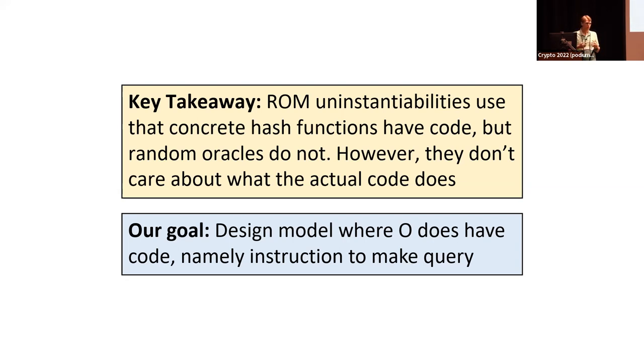So our goal is going to be to try to capture this kind of uninstantiability. And so we're going to design a model where a random oracle actually does have code, namely the instruction to make a query. Now, the problem is that, for example, our indistinguishability obfuscators don't work for functions that make queries. They only work for functions that are concrete code. But we're going to design a model that basically gives us obfuscation for Oracle-aided programs. And then this will allow us to carry out the uninstantiability in our model.